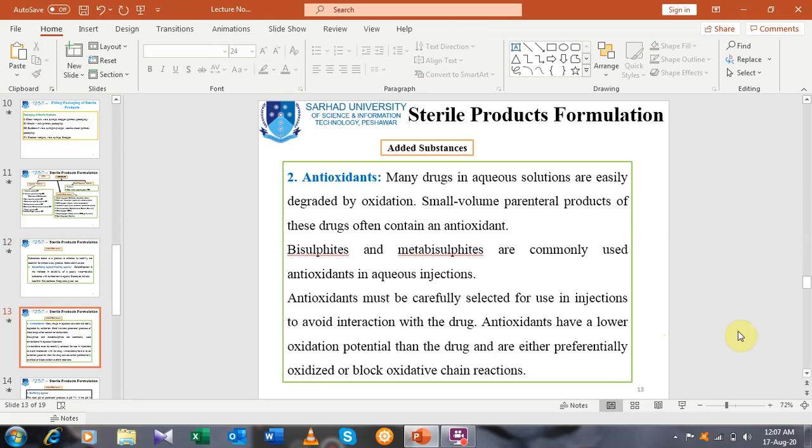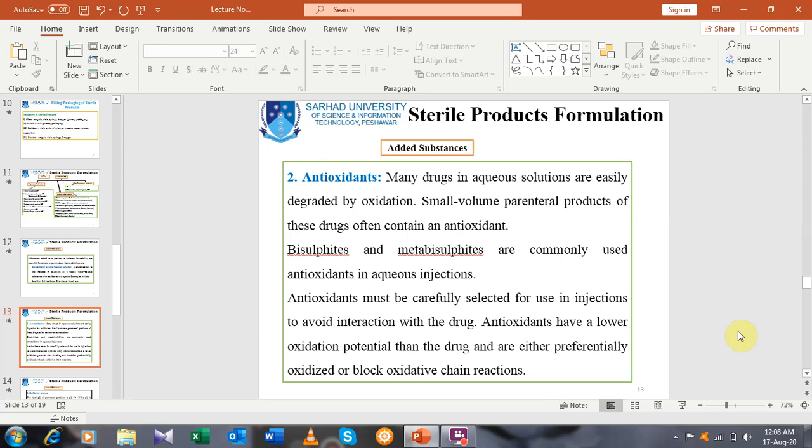The second class of the added substances is termed antioxidants. Many drugs in aqueous solutions are easily degraded by oxidation, and when they are exposed to oxidation, their stability will deteriorate. Small volume parenteral products of these drugs often contain an antioxidant. Examples include bisulfites, sodium metabisulfite, and sodium bisulfite, which are commonly used as antioxidants in aqueous injections.